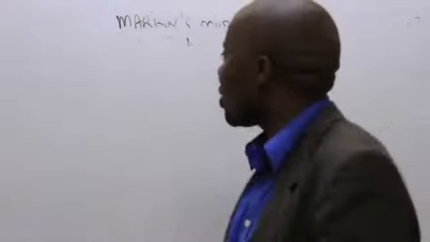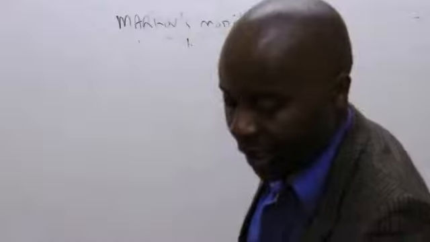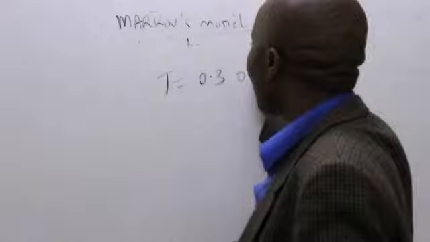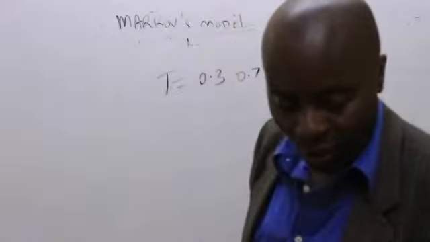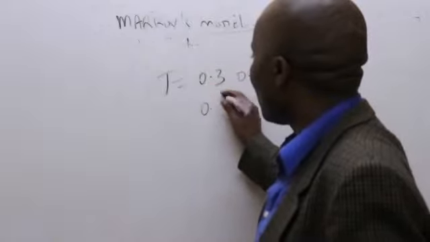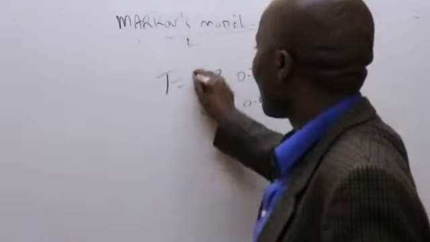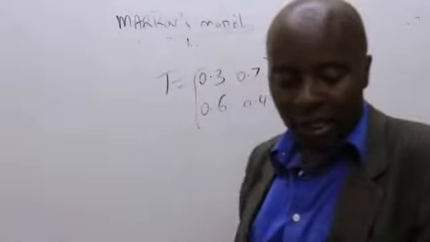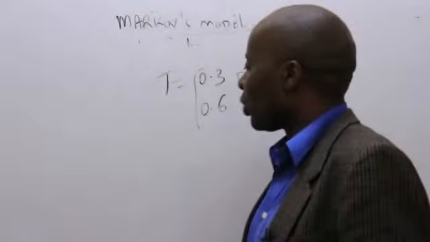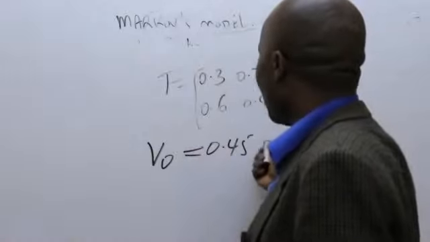So in our illustration, you are given matrix T. We are told T equals 0.3, 0.7, and then we have 0.6, 0.4, like that. And then these guys have gone ahead to give me the initial vector, where they have told me that vector 0 is 0.45, and then 0.55.